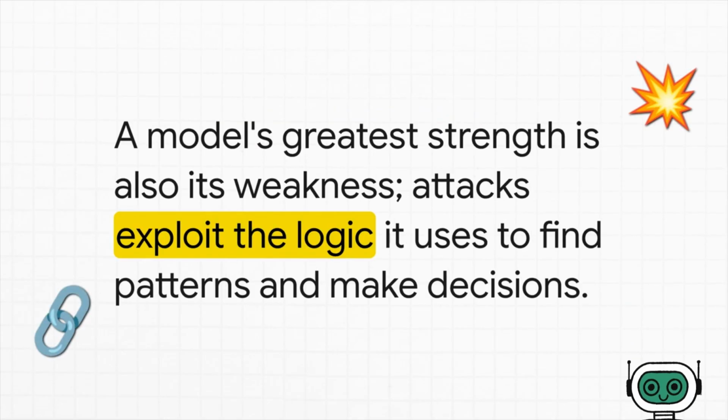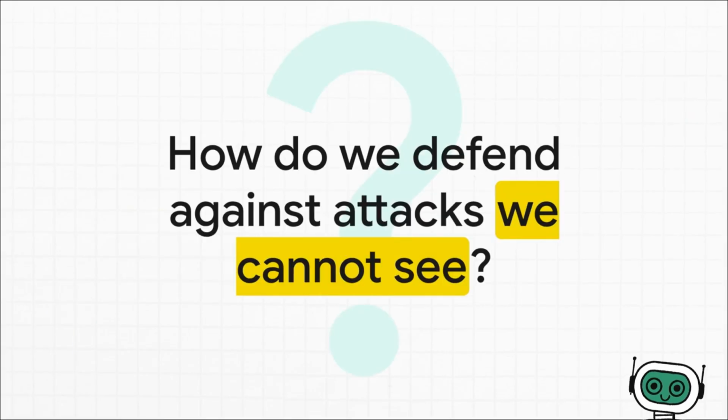So if you remember just one thing today, make it this. A model's greatest strength, its amazing ability to find subtle patterns in data, is also its greatest weakness. Adversarial attacks simply turn that intelligence against it. And that leaves us with a pretty big question. As we build more and more systems that make decisions on their own, how do we actually defend against an attack that we as humans can't even see?